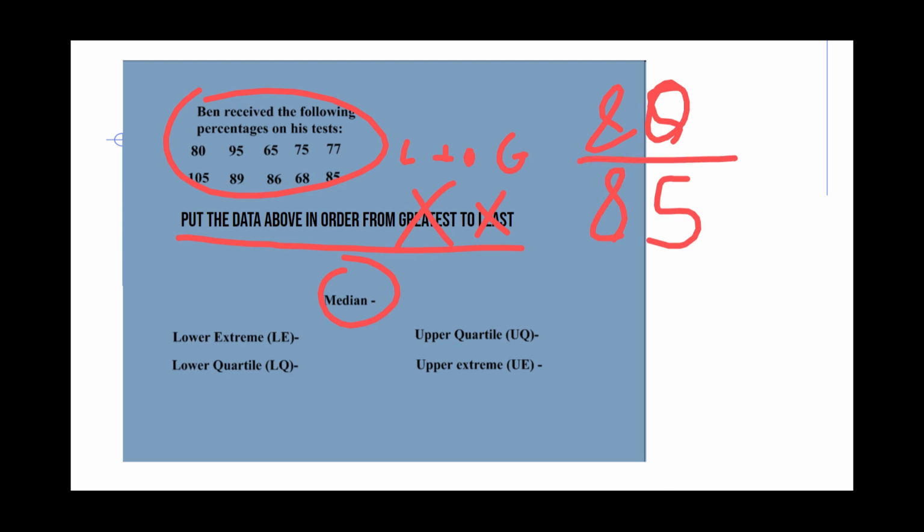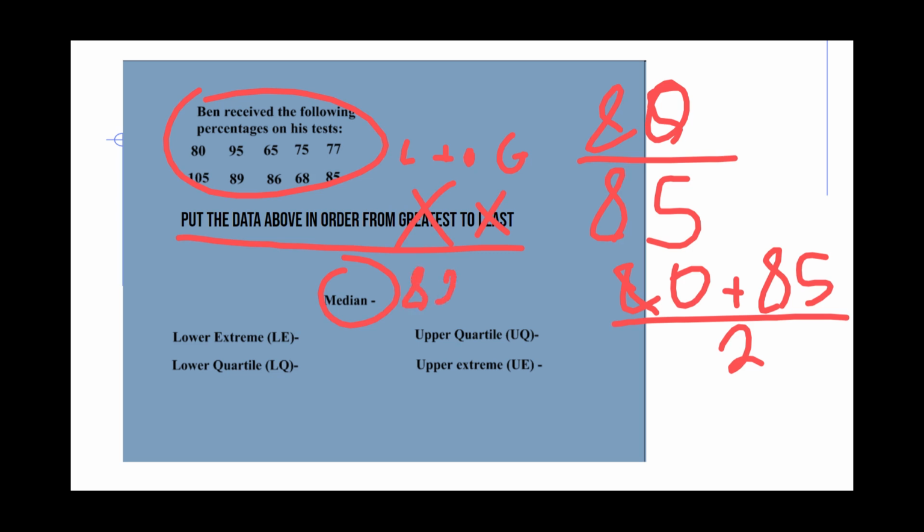So what we're going to do instead is add those two numbers together and divide by 2. So 80 plus 85, and then whatever our answer is, we divide it by 2. When I divide it by 2, I end up with 82.5. So 82.5 is what my median is going to be.